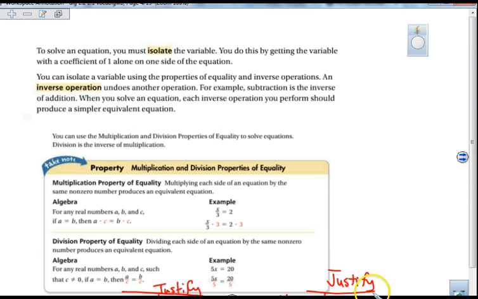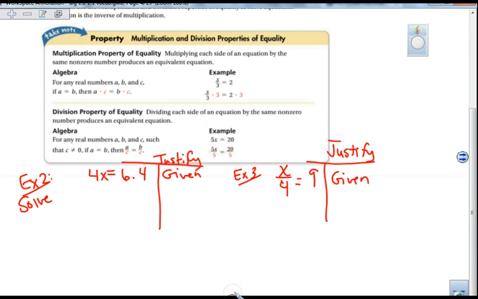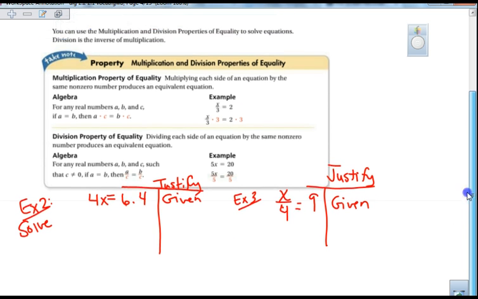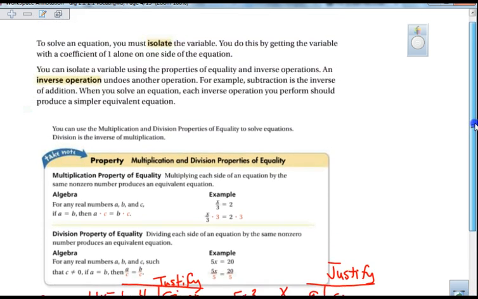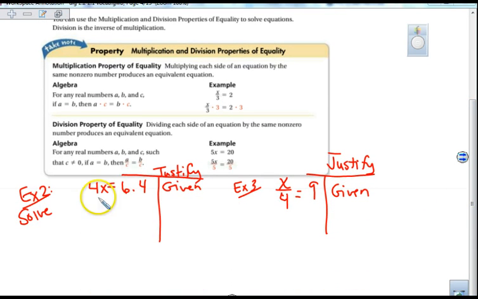Now, on your next screen, you're going to see the multiplication and division property. And again, yesterday when you watched those Khan Academy videos, you saw that you're going to be trying to get the variable by itself, isolating that by doing inverse operations. So if I am trying to get this by itself, I can show my division by simply putting it over 4. What lets me divide by the same number on both sides? That is called my division property of equality.